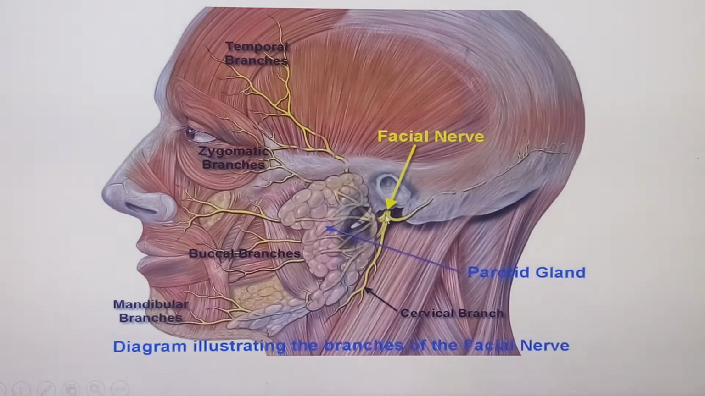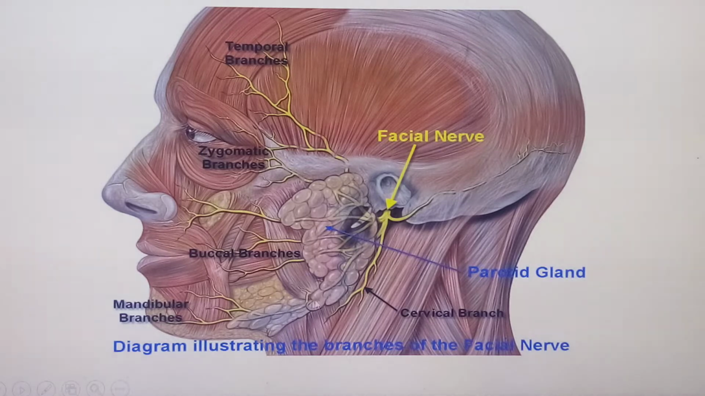And you can see this nerve over here is running all the way to the temporal region, and that's why we call this the temporal branch. Then apart from that, we also have what we call the zygomatic branches. Then of course we also have what we call the buccal branch, which goes to the cheek area.